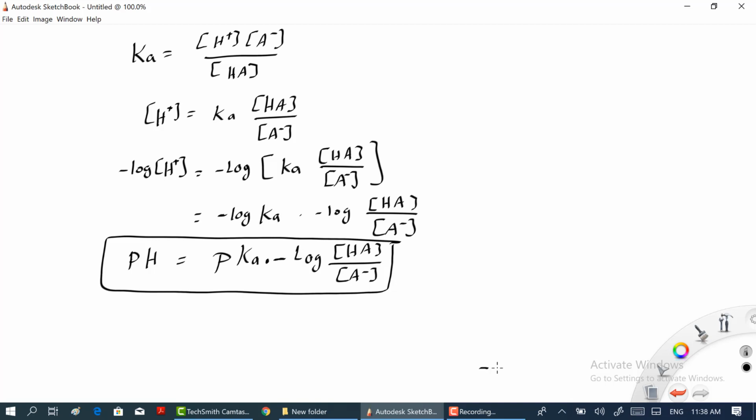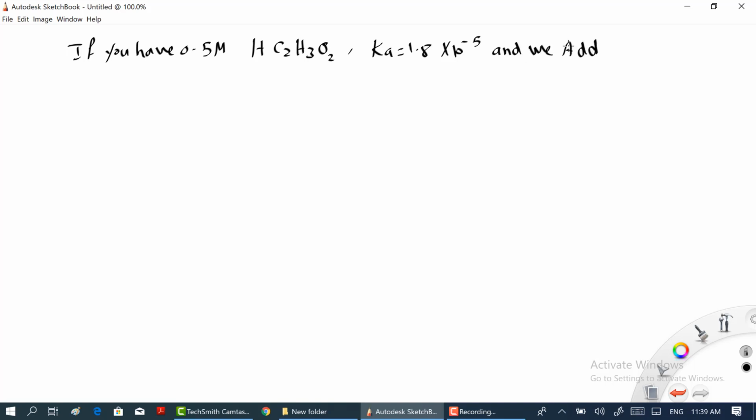Let's take an example for the buffer. If you have 0.5 molar of HC2H3O2, a weak acid, and the value of the Ka equals 1.8 times 10 power negative 5, and we add NaC2H3O2, 0.5 molar. Find the value of pH.